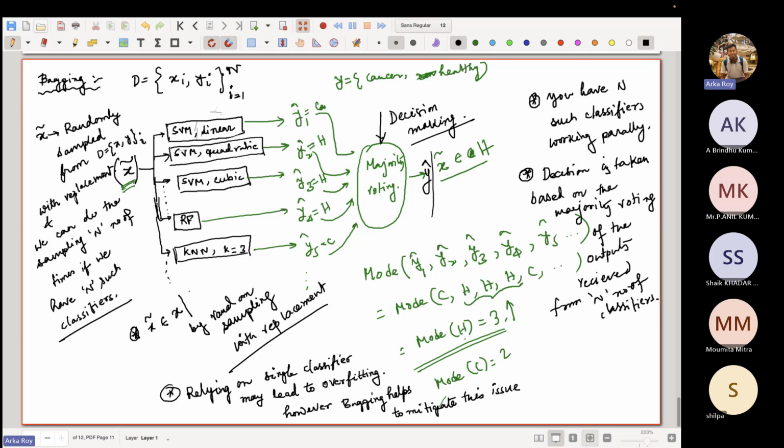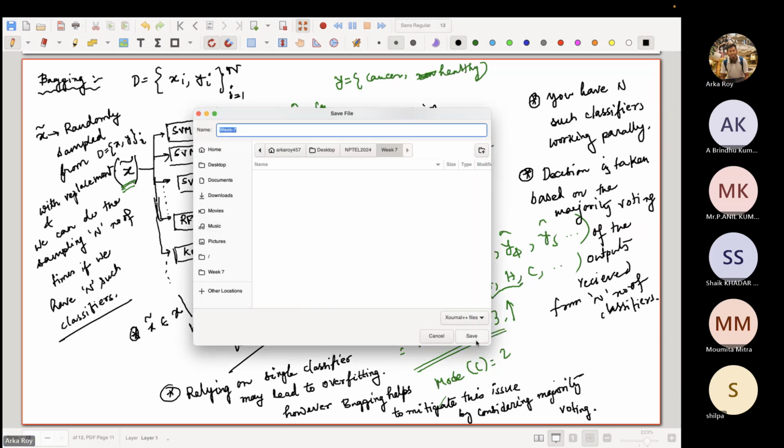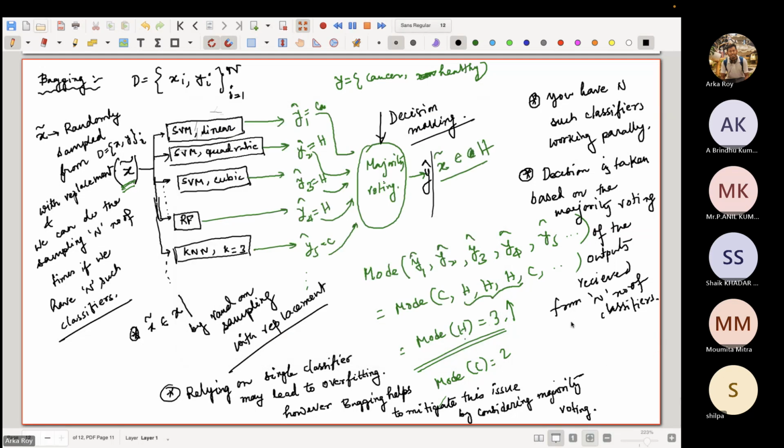So what we are doing in case of bagging, we are relying on a number of classifiers, and not only that, we are using majority voting, which might help us in doing the classification in a better fashion. So bagging helps to mitigate this issue by considering majority voting. These are some of the key points that you can just refer to. So this is a naive view of bagging.